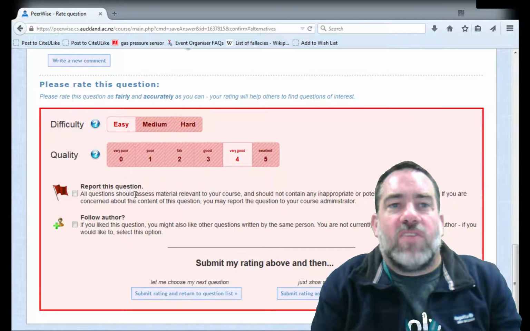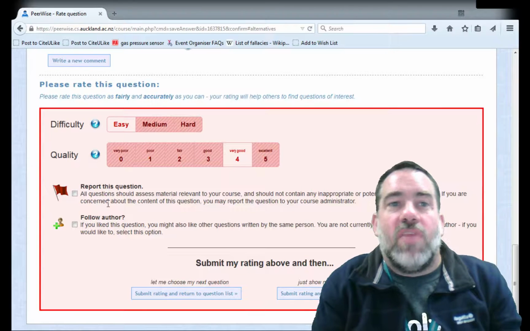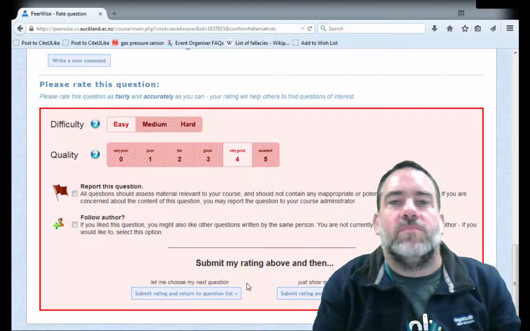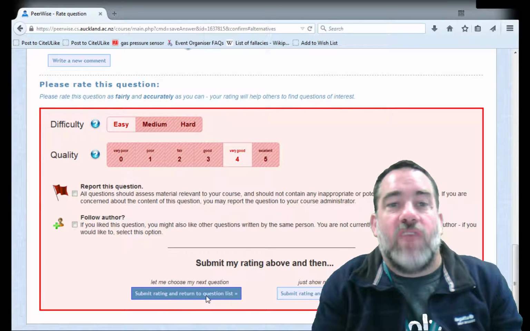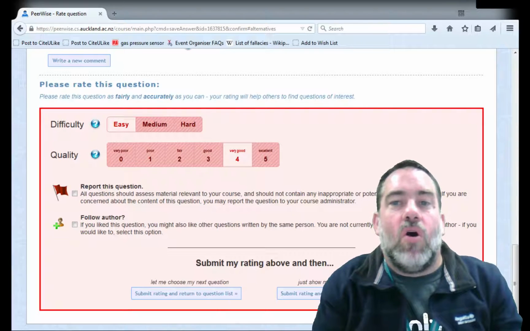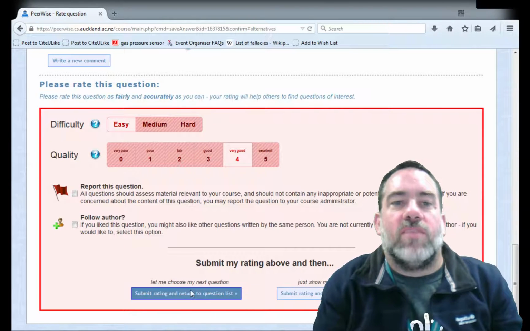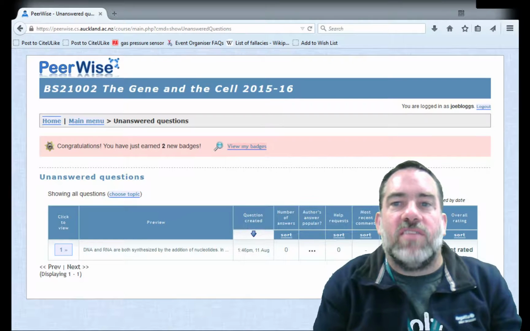If I think the question is irrelevant, or if I think it is wrong, then I can report that question, and the staff responsible for managing this will look at that. I can then either submit rating and return to the question list, or if I'm feeling lucky, I can submit rating and go to a random question. So I'm going to submit my rating and go back to the question list there. That's how to answer a question and rate it in PeerWise.